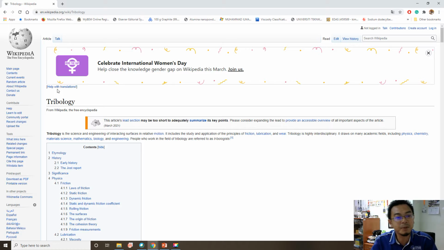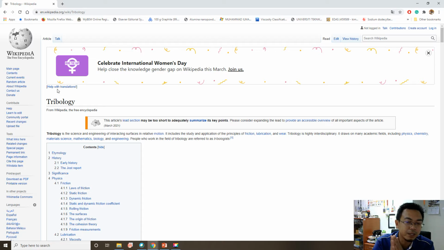According to Wikipedia, tribology is the science and engineering of interacting surfaces in relative motion. It includes the study and application of the principles of friction, lubrication, and wear. Tribology is highly interdisciplinary. It draws on many academic fields, including physics, chemistry, material science, mathematics, biology, and engineering. And normally, people who work in the field of tribology are referred to as tribologists.